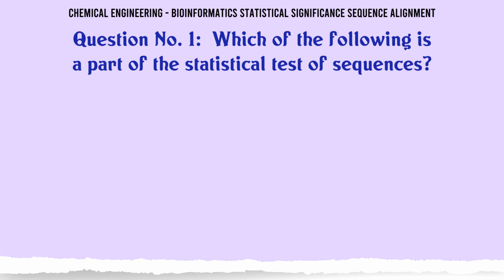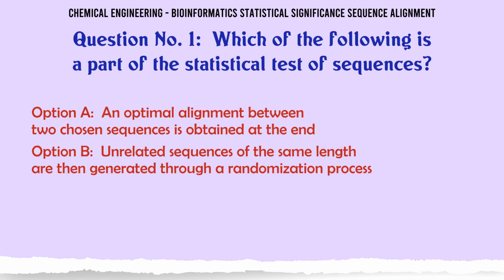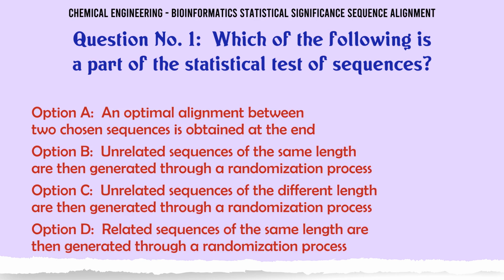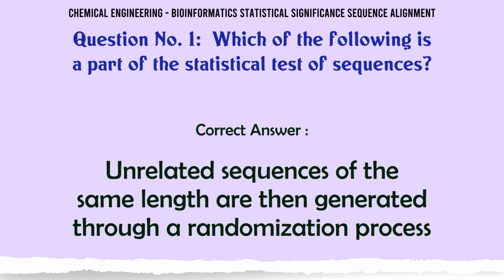Which of the following is a part of the statistical test of sequences? A. An optimal alignment between two chosen sequences is obtained at the end. B. Unrelated sequences of the same length are then generated through a randomization process. C. Unrelated sequences of different length are then generated through a randomization process. D. Related sequences of the same length are then generated through a randomization process. The correct answer is unrelated sequences of the same length are then generated through a randomization process.